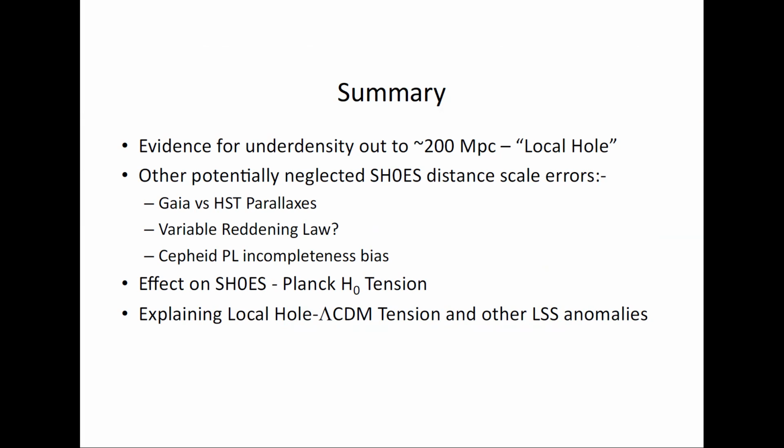Look at some other potentially neglected errors. For instance, looking at Gaia versus HST parallaxes. Is there a variable reddening law even in the galaxies that they haven't accounted for in their errors? And also a Cepheid period luminosity incompleteness bias that we might see. Then go on to say what the effect of that is on the H0 tension.